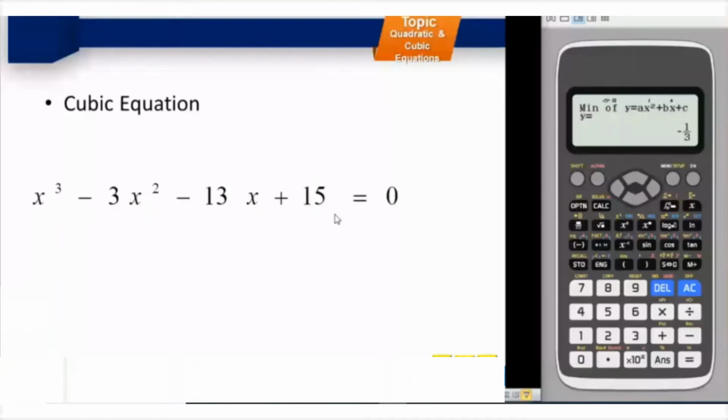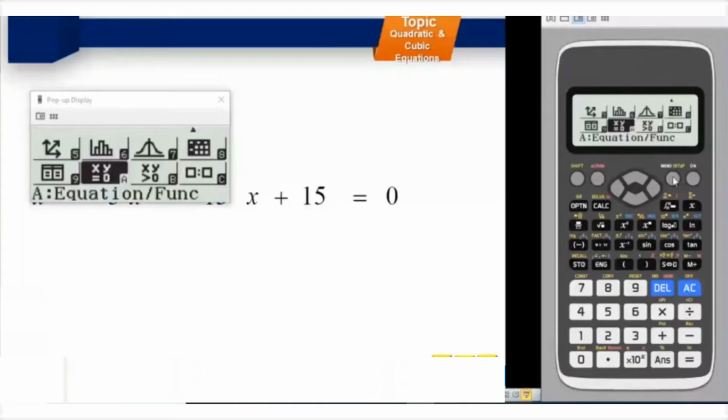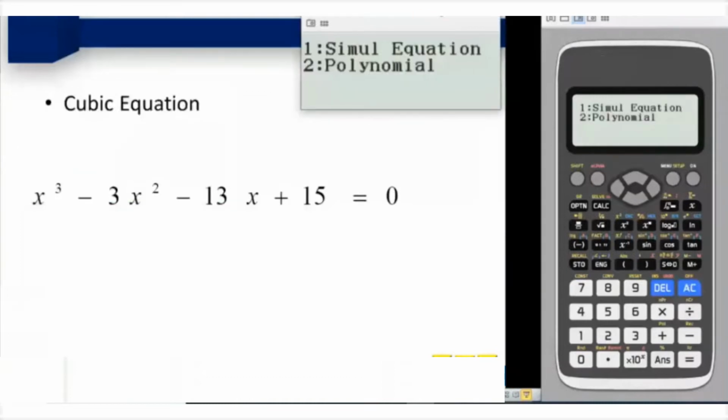So if I wish to solve cubic equations, I will clear the screen first. I will go to menu. I will press the dash button. The calculator is asking me whether I need to solve simultaneous equations or polynomials. Since we are discussing polynomials, I will press 2.